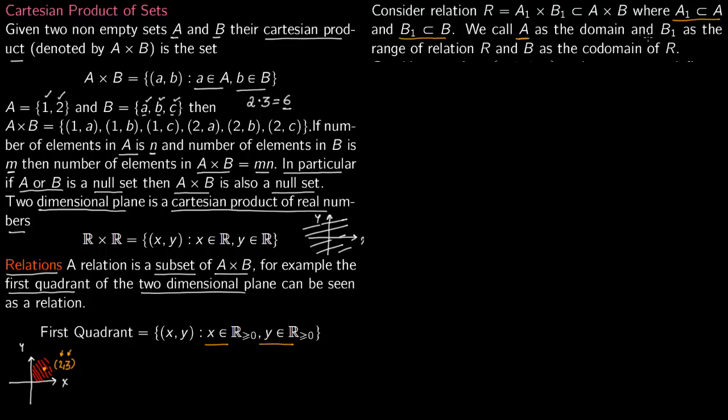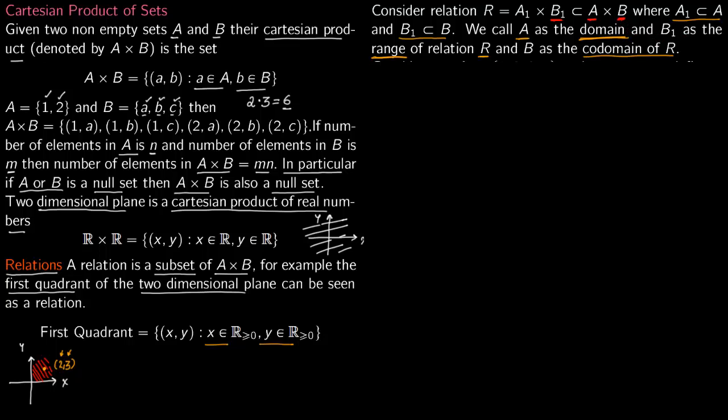We call A1 the domain and B1 the range of the relation R. B is the codomain of R. So let us just quickly recap. A relation is nothing but a subset of the Cartesian product. You have A1 a subset of A, B1 a subset of B. You call A1 the domain of the relation, B the codomain of the relation, and B1 the range of the relation.